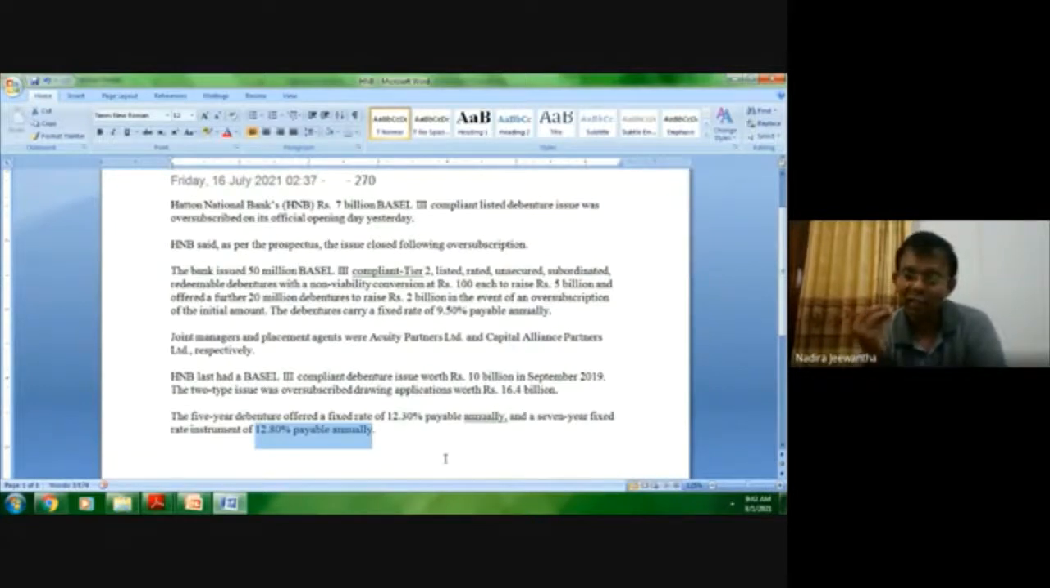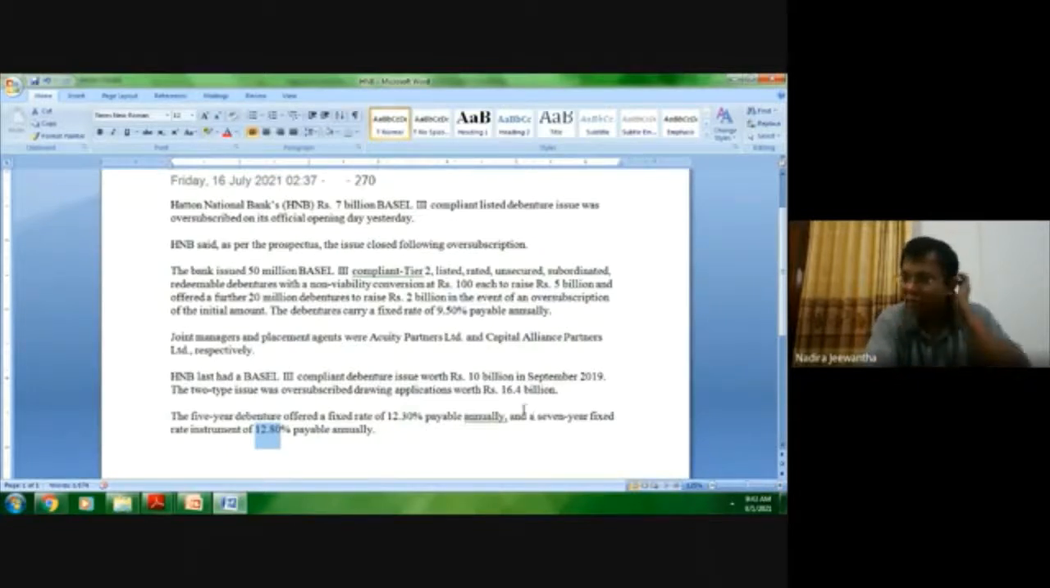People who invested in 2019, aren't they happy? They must be laughing, they must be smiling. Why? For the entire 5 years, and the entire 7 years, they are receiving 12.30 and 12.80. But today, if you make this investment, which is the oversubscribed one, the 7 billion one, how much are you receiving? 9.50. Can't do. So that's the difference. You have to make a decision based on today's information.